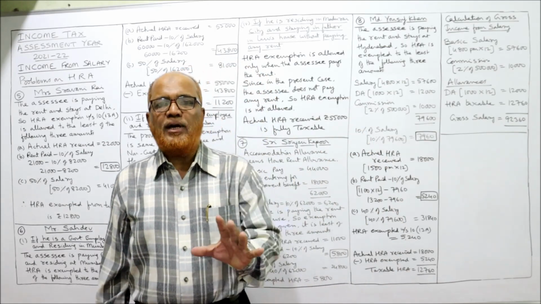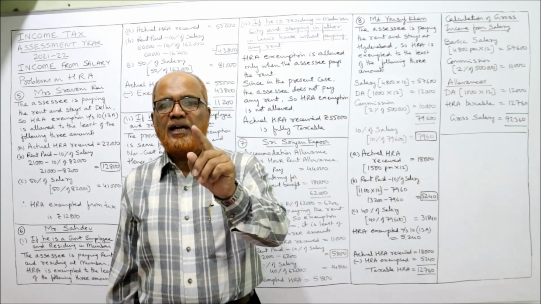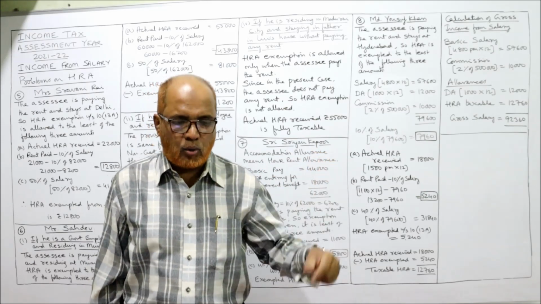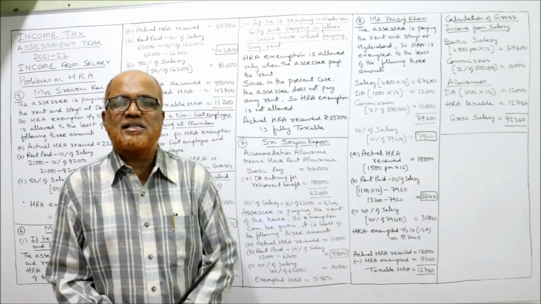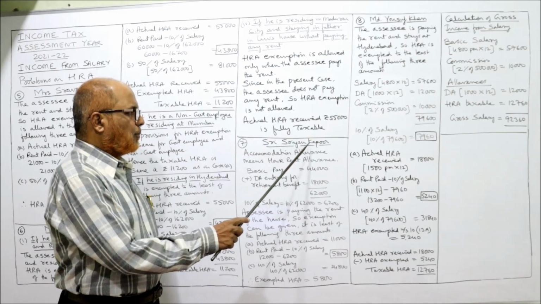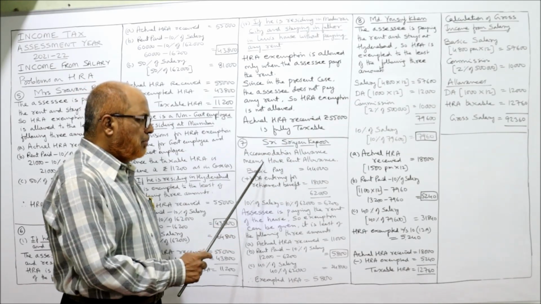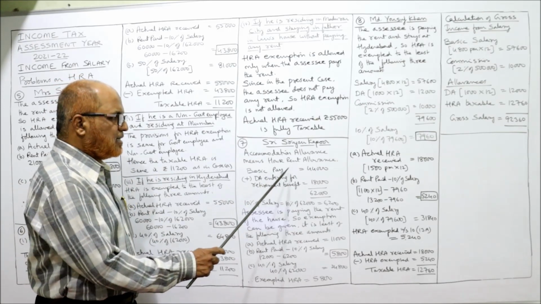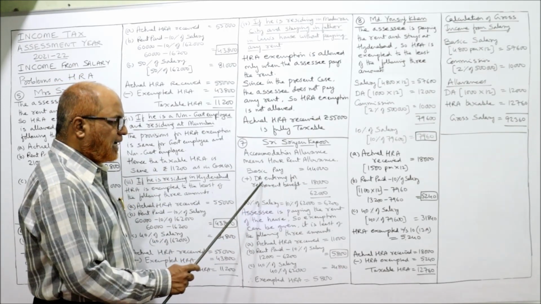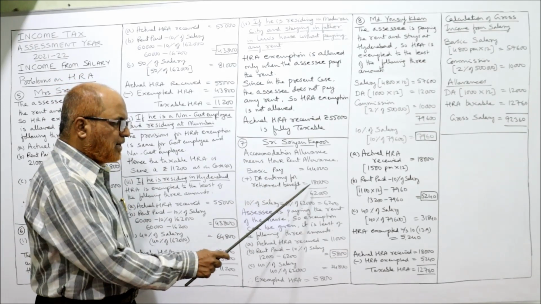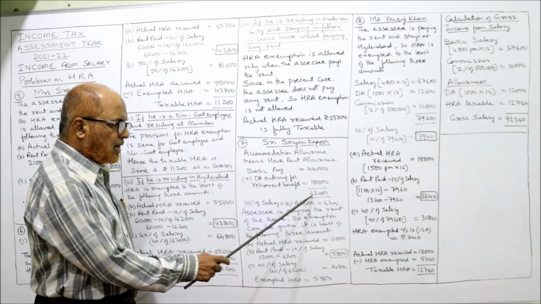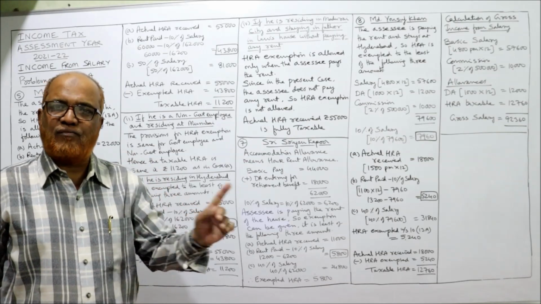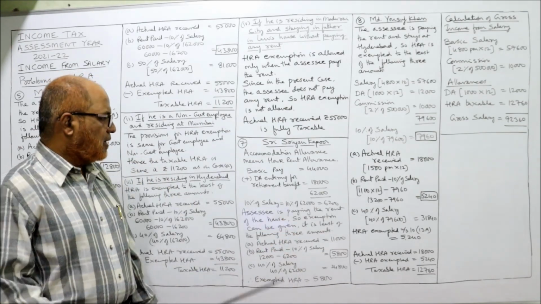That's it. So in this problem, the new point is DA is entering for retirement benefits, so DA should be included while computing salary. Accommodation allowance means house rent allowance, just now I told you. Basic salary is given 44,000. DA entering for retirement benefit 18,000. So total salary is 62,000. Salary is 62,000 for computing HRA exemption.